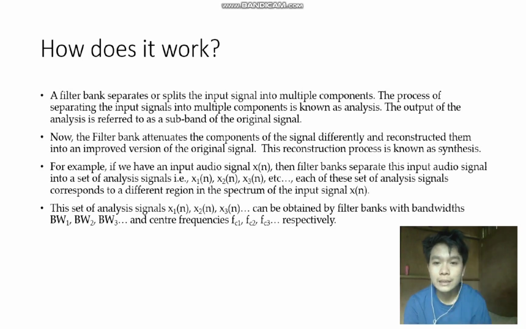So how does it work? Filter bank modulation: a filter bank separates or splits the input signal into multiple components. So a filter bank is a splitter that splits an input signal into multiple components.